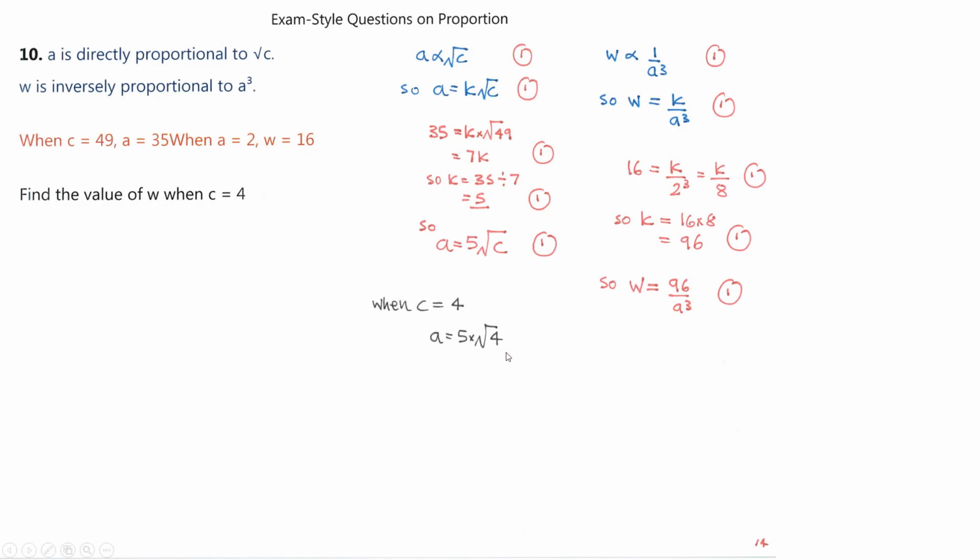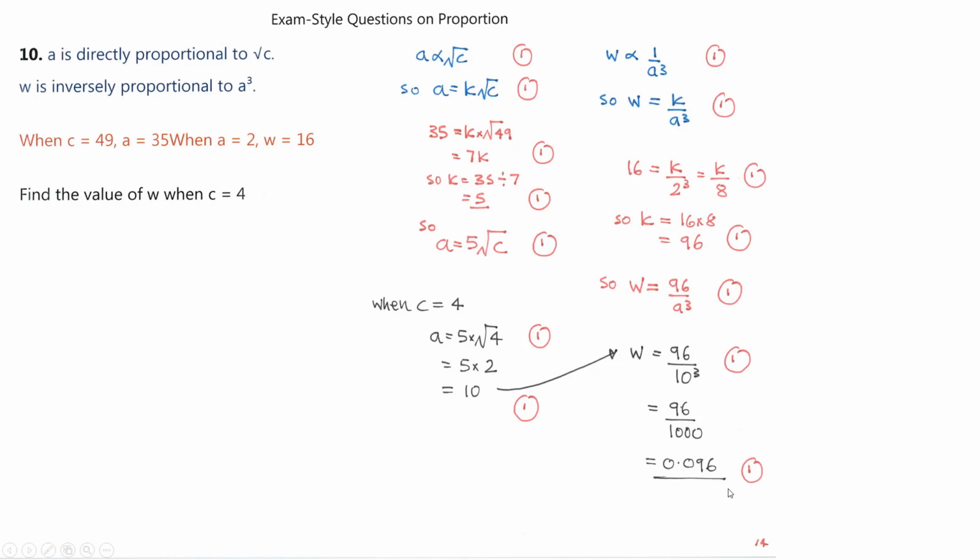So C is 4, because it says C is 4 here. So A will be 5 times the square root of 4. Square root of 4 is 2. So A is 5 times 2, which is 10. Have a mark. Now get that 10 and put it here. So W will be 96 divided by A cubed, and A is 10. So it's 96 divided by 1000, which is 0.096.